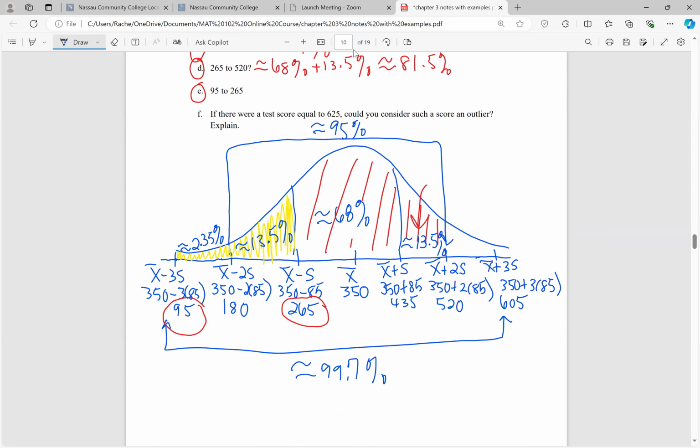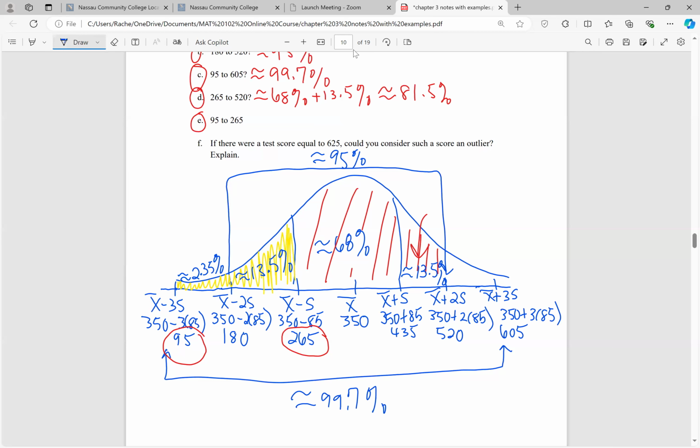And now we could add those two shaded areas together, right? So we're going to get approximately 2.35% plus 13.5%. And that's going to be approximately 15.85%. So we would expect about 15.85% of our test scores to be between a 95 and a 265 in this distribution.